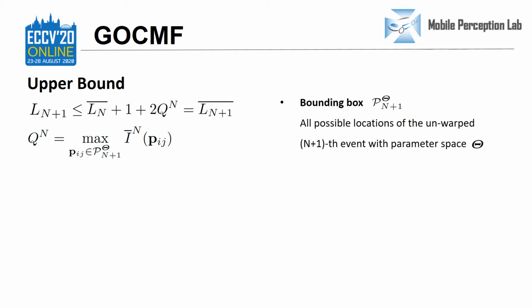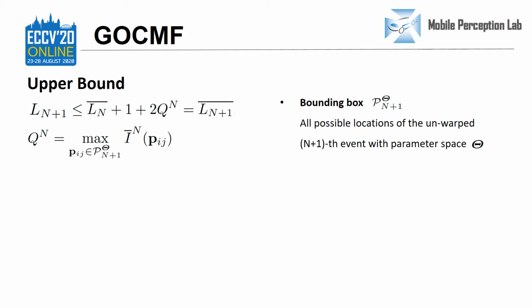Similar to the lower bound, the n+1's upper bound is equal to the nth upper bound plus 1 plus 2 times Qn. The bounding box frames all possible locations of the n-warped event in a subinterval big theta of the entire parameter space.